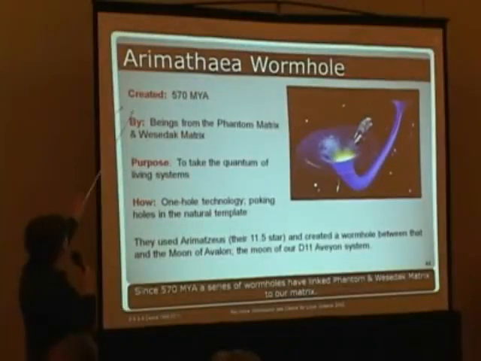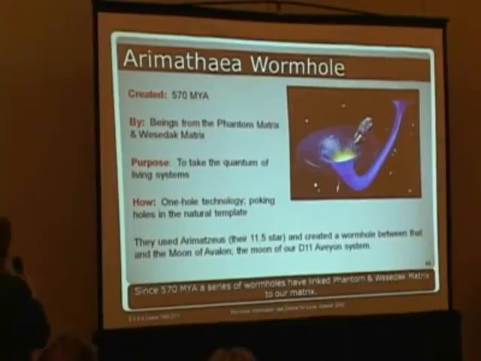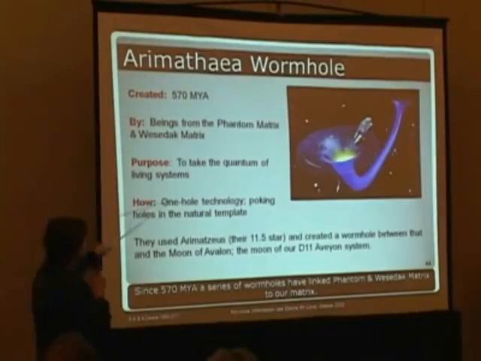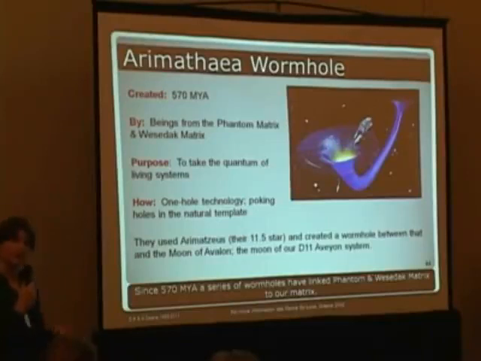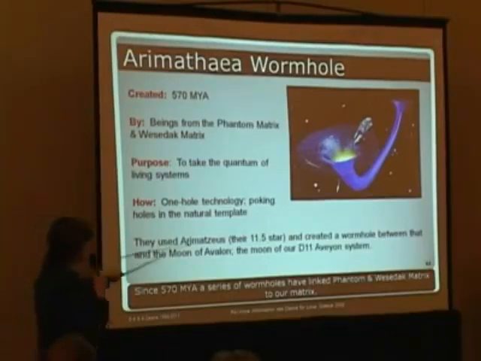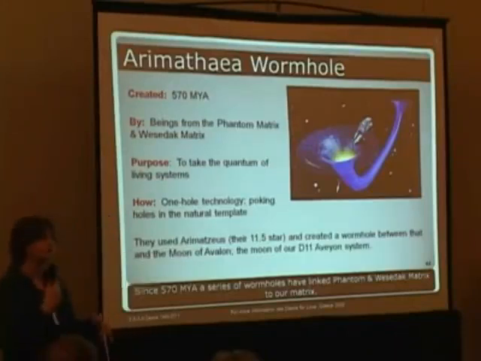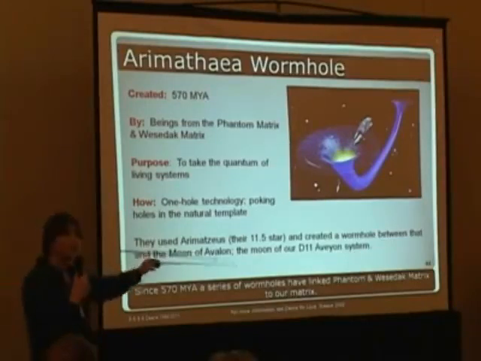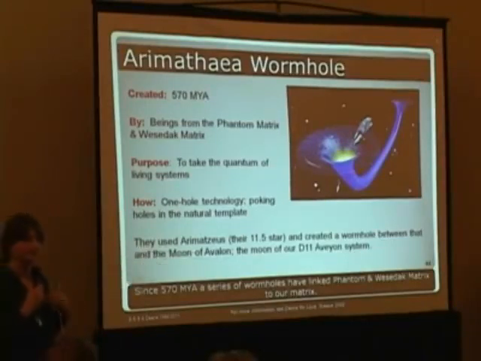So, the Arimathea wormhole was created 570 million years ago. It was created by beings from the Phantom Matrix and Wezadek Matrix. The purpose was to take quantum of living systems. And how did they do it? They created a one-hole technology by poking holes in the natural template of living systems. And then, they would siphon the energy. They used Aramatzus, their 11.5 star, and created a wormhole between the moon of Avalon and the moon of our D11 Avion system. Okay, so that's the one that I found that went back the furthest.